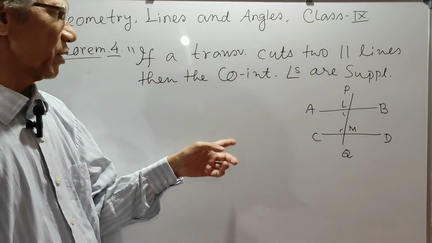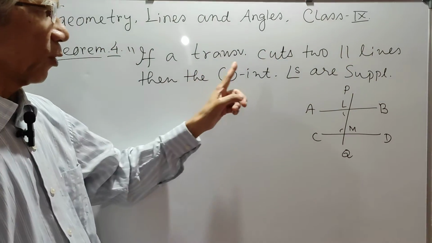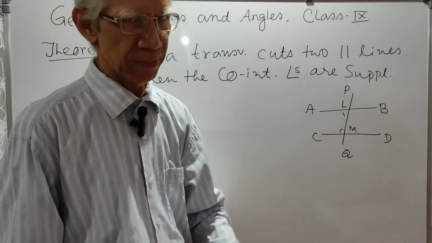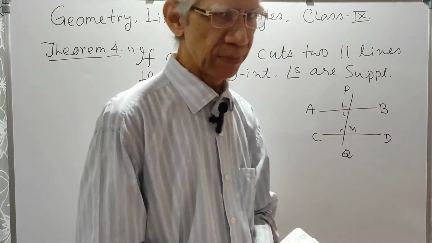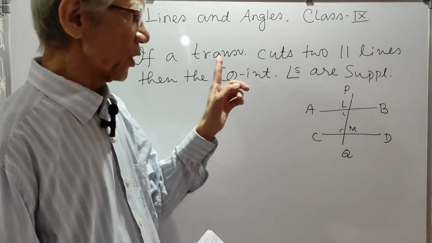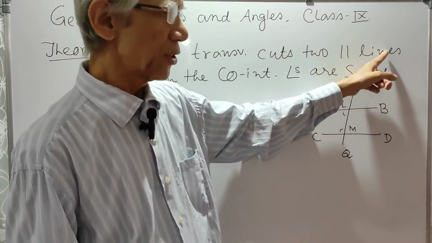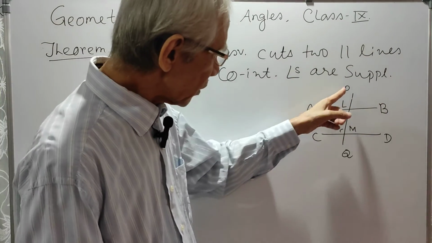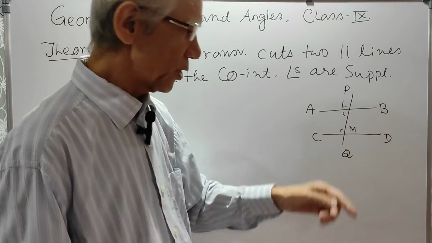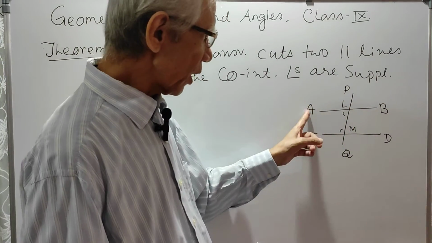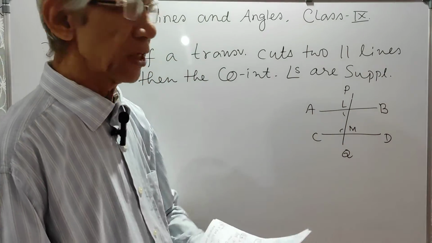This theorem says: if a transversal cuts two parallel lines, then the co-interior angles are supplementary. Supplementary means the sum of the co-interior angles is 180 degrees. Now in this question, what is given? You see, a transversal and two parallel lines are given. These are the two parallel lines, AB and CD, and PQ is the transversal. PQ cuts AB at L and CD at M. So all these things are given.